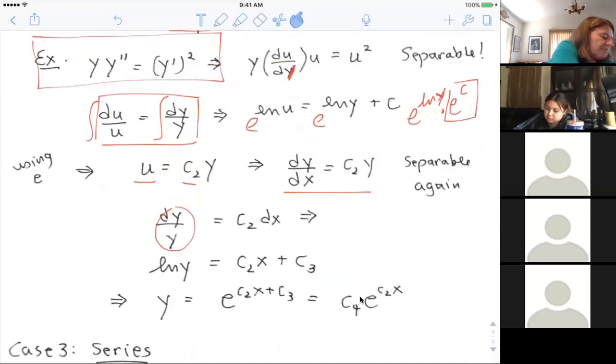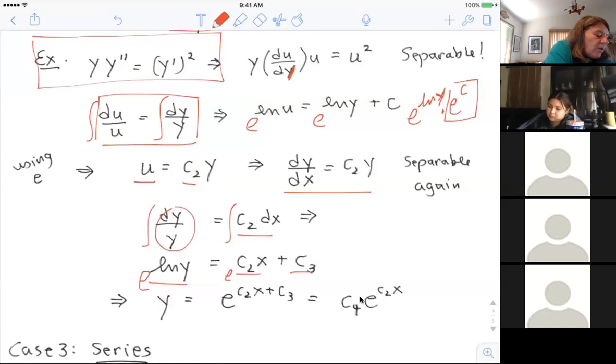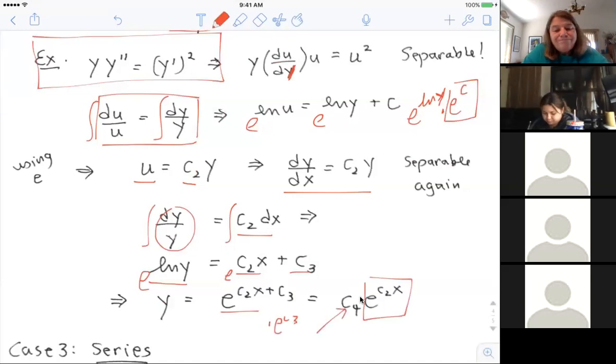Integrating, I get log y. Separable twice here, guys. That has to do with the fact that you've got y as a function of x and u as a function of y, right? So I get c2, integrate that, integrate this, integrate that, c2x plus c3, apply e again, and I'll have e to the c4, e to the c2x, that one, and then times this, that'll be just times e to the c3, which is just another constant, which I called c4.